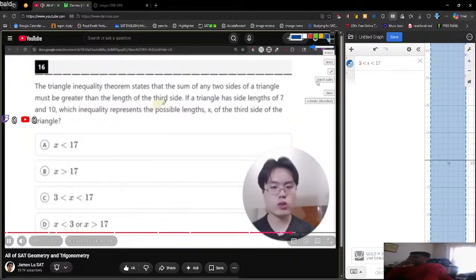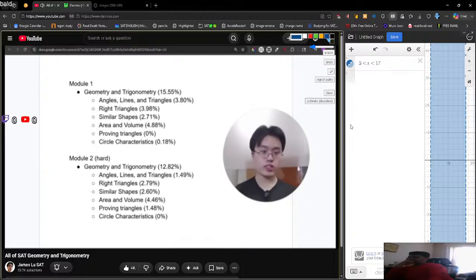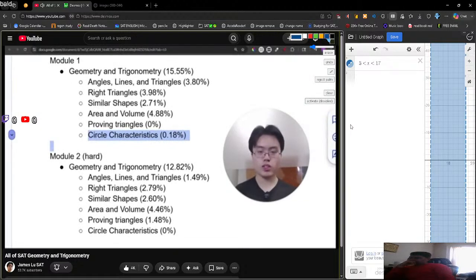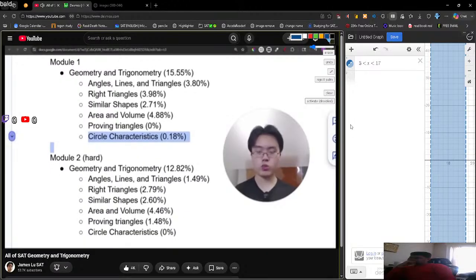Last and definitely the least is circle characteristics questions. These pretty much never appear at all for some reason. They used to appear a ton on the paper SAT. I don't know why on the digital SAT they pretty much never appear now.